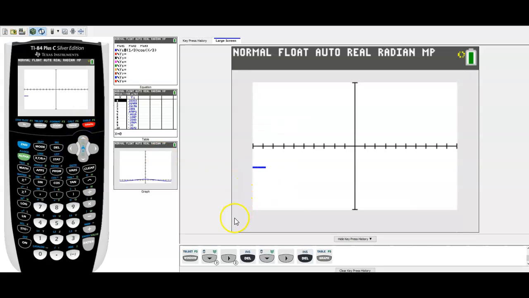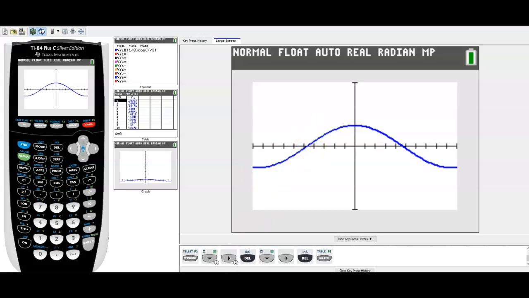So now check out my graph. Now it looks a lot more friendly, a little bit more easy to look at. All right, so now here's the magic time. I want you guys to see if you can find this 0 here that is on the left.